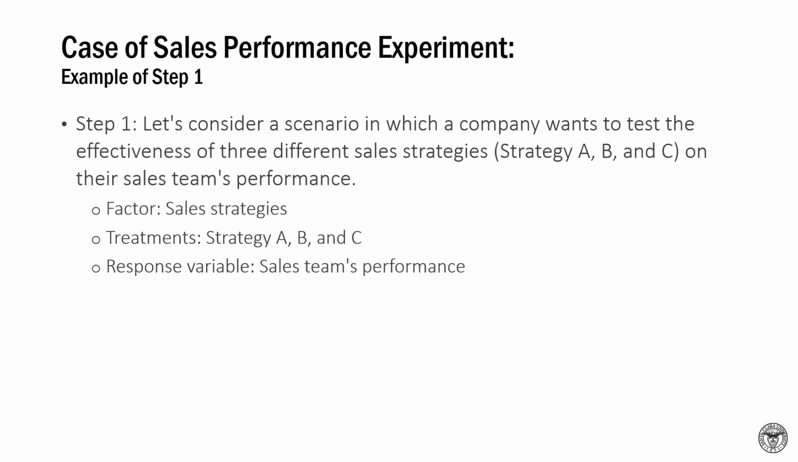Here, we provide an example of step 1. Suppose that a company intends to evaluate the efficacy of 3 distinct sales tactics, strategies A, B, and C, on the performance of the sales team. In step 1, we can identify that the factor in this scenario is the sales strategies, while the treatments include strategy A, B, and C. The response variable is the sales team's performance.